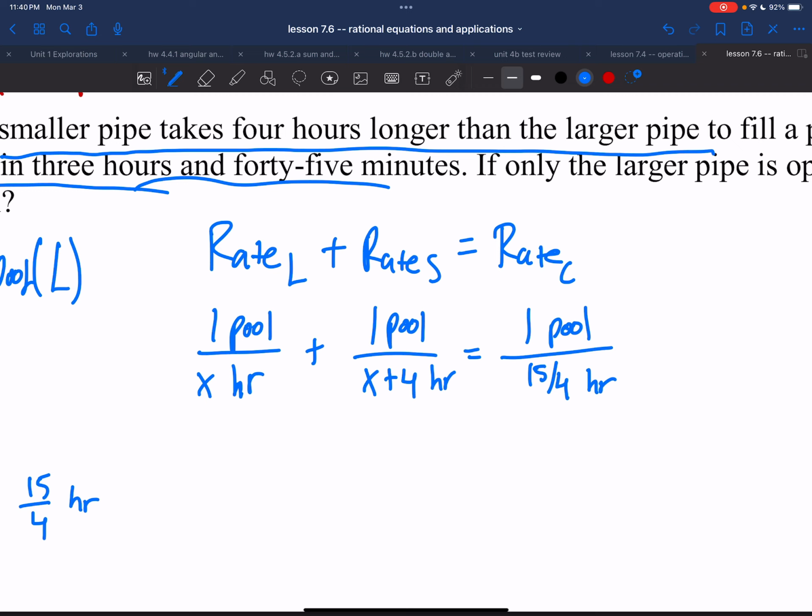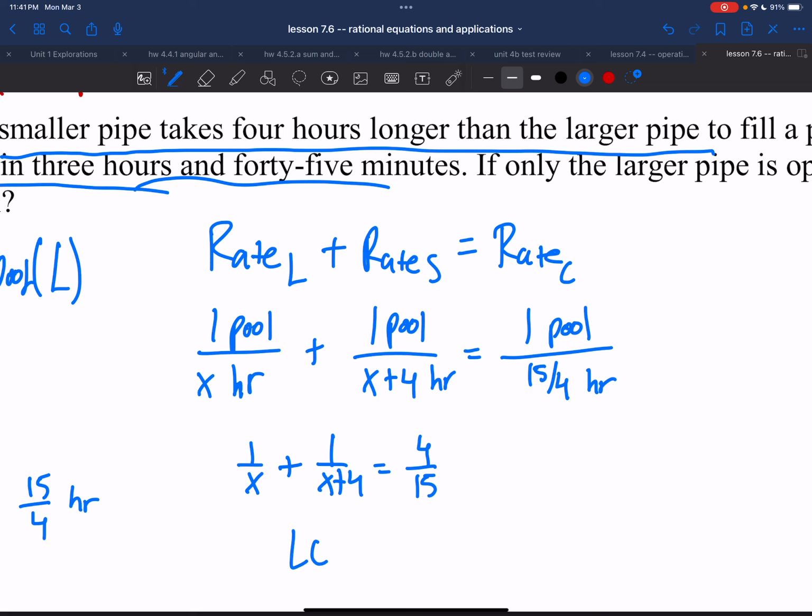Now, clean this up so we can solve it. There's the hard part, is setting up the equation. Now you can solve it. It's 1 over x plus 1 over x plus 4 equals. Now, 1 over 15 over 4, that's like keep, change, flip. 1 over 1 times flip 15 over 4, 4 over 15. Meaning, you could simplify the right side as 4 over 15. And thus, this is the equation we seek to solve.